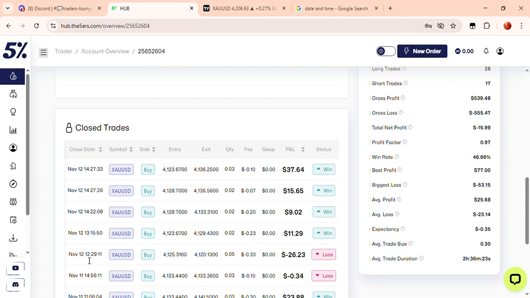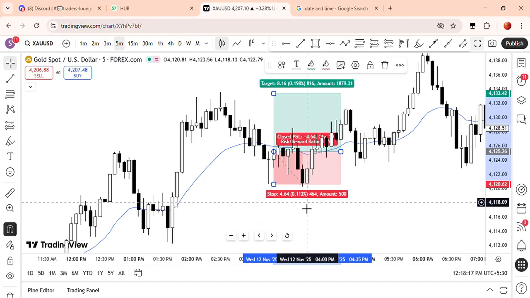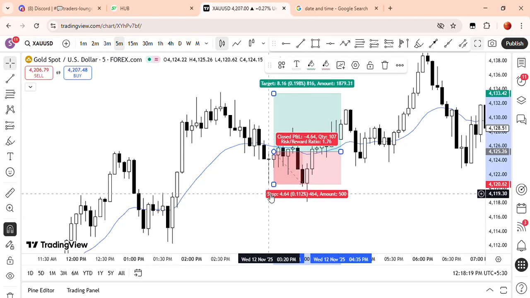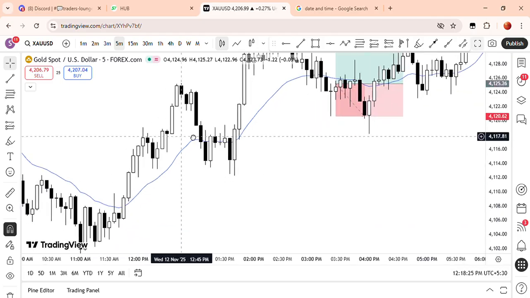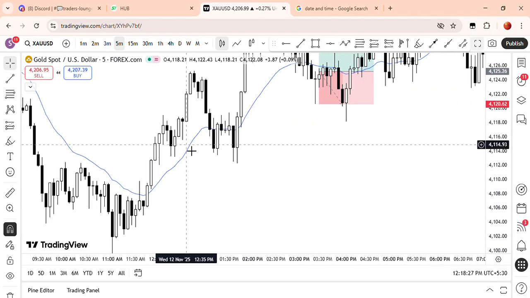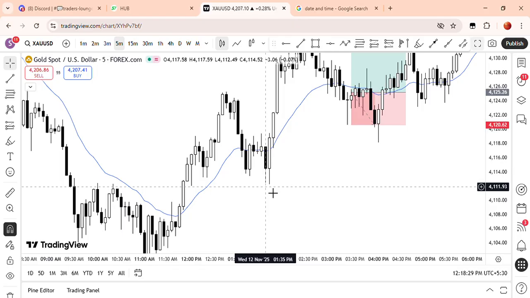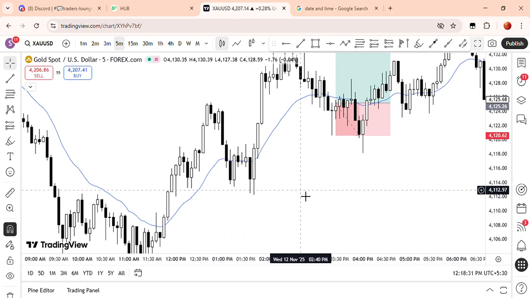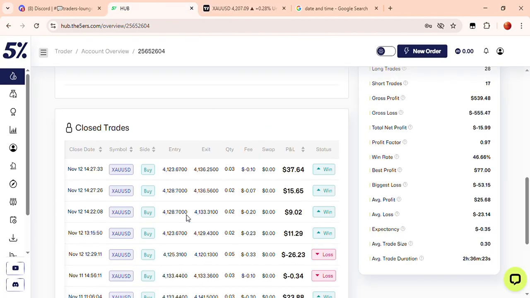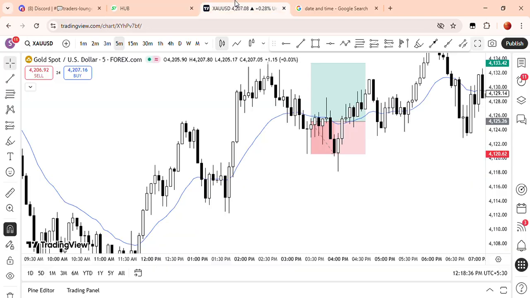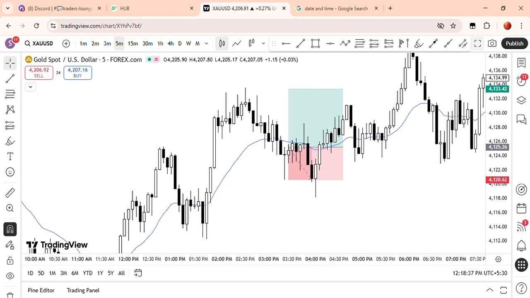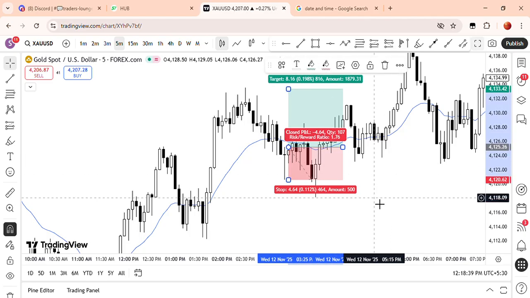You can see the closing time 12:29. Why is it showing a different time here? I don't know, maybe it was some time session something. So this was my first trade.